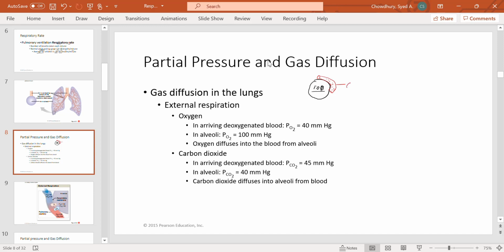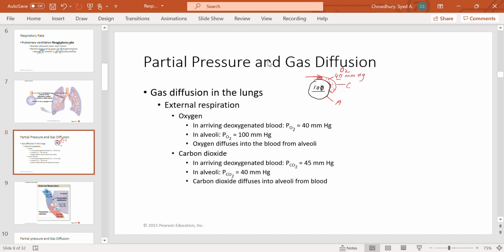So this is the capillary and this is the alveolus. Now we know that blood goes to the lung to get the oxygen, right? Deoxygenated blood goes to the lung. So this blood arrives in the lung as deoxygenated blood, so it has less oxygen, and the pressure of oxygen is 40 millimeter of mercury. So when the blood enters into the lung, the pressure of O2 is 40 millimeter of mercury only.